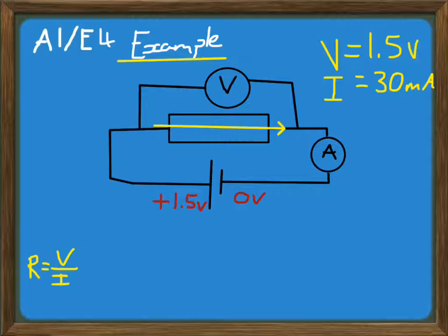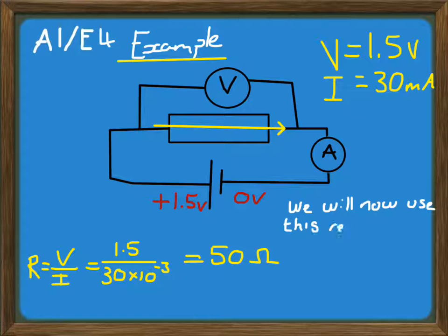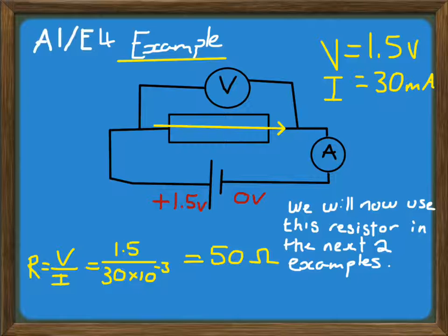If we substitute both of those values into the resistance is equal to voltage over current equation, we end up with 1.5 divided by 30 times 10 to the minus 3. This gives us 50 ohms, and we're going to use this resistor in the next two examples.